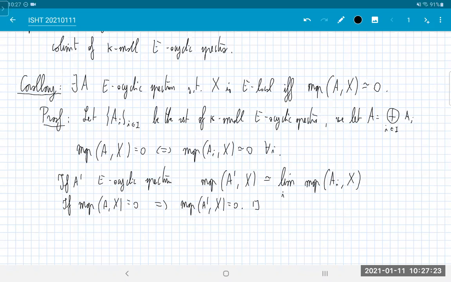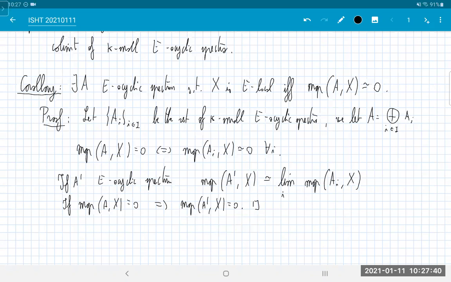Remember this condition here is X is E local. The mapping spectrum out of every acyclic spectrum is trivial.